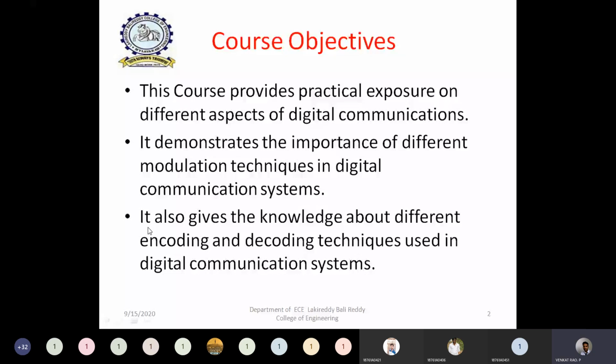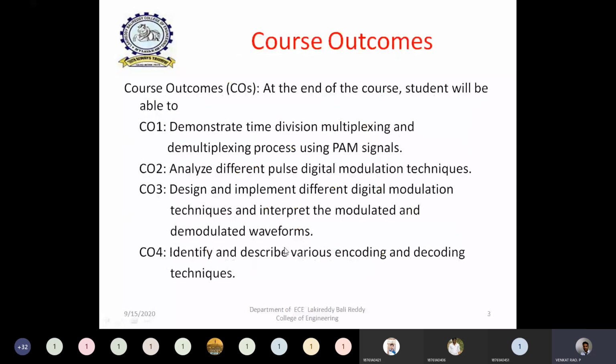It also gives knowledge about the different encoding and decoding techniques used in digital communication systems. If you observe our list of experiments in the lab syllabus, we have experiments related to encoding and decoding techniques also. So coming to the course outcomes, these are the course outcomes for our digital communications lab.